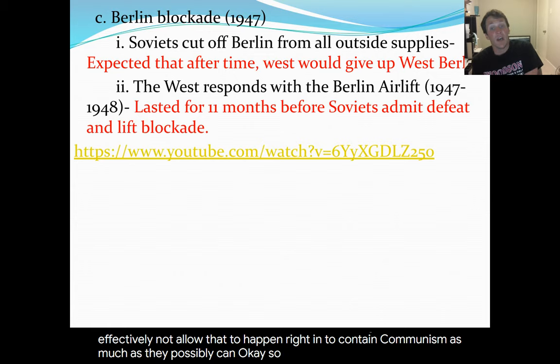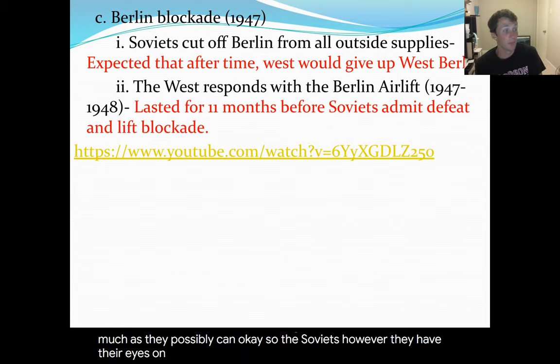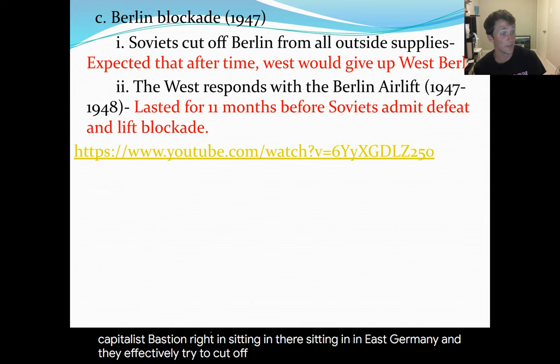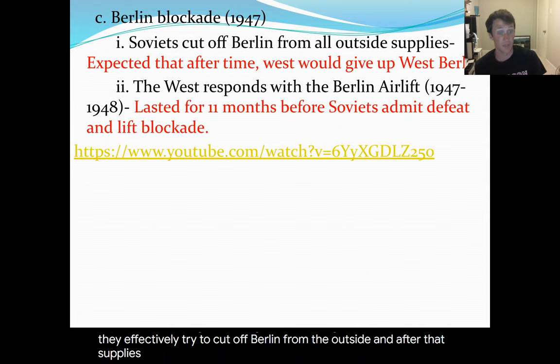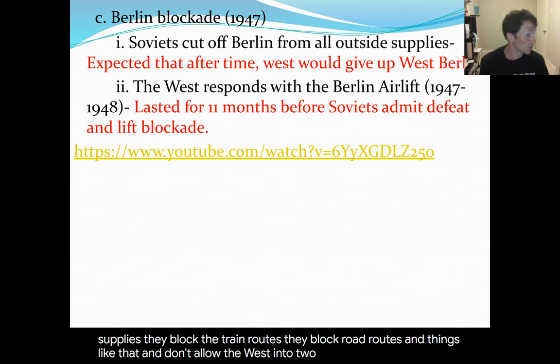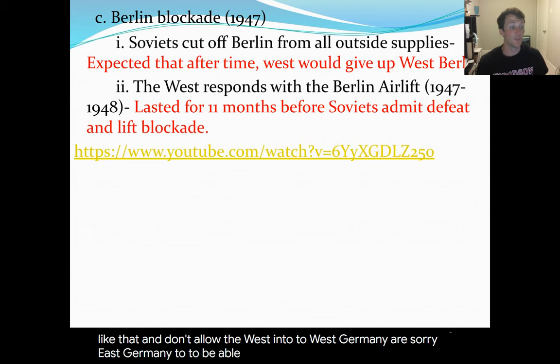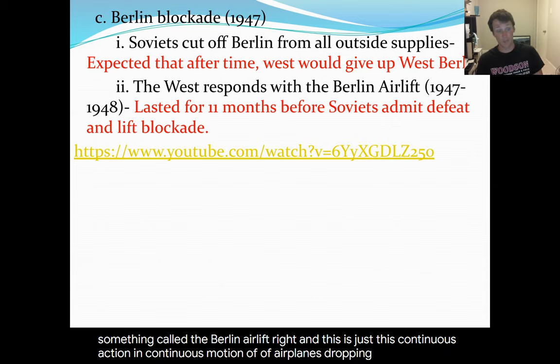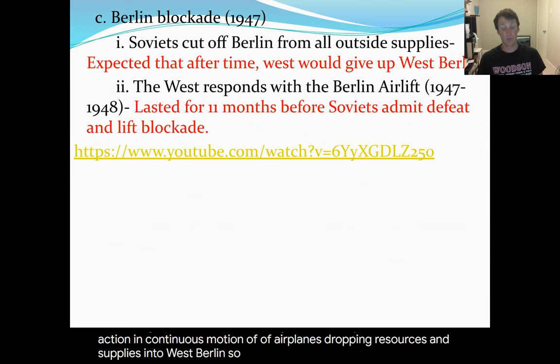Okay, so the Soviets, however, have their eyes on Berlin, and they don't like the idea that there is a capitalist bastion sitting in East Germany. They effectively try to cut off Berlin from outside supplies. They block the train routes, they block road routes, and don't allow the West into West Berlin. So the West responds with something called the Berlin Airlift. This is continuous motion of airplanes dropping resources and supplies into West Berlin so that it would not fall into the Soviet sphere.